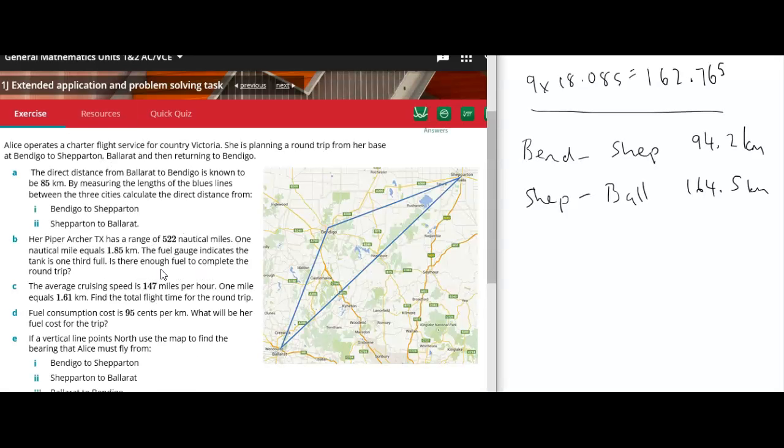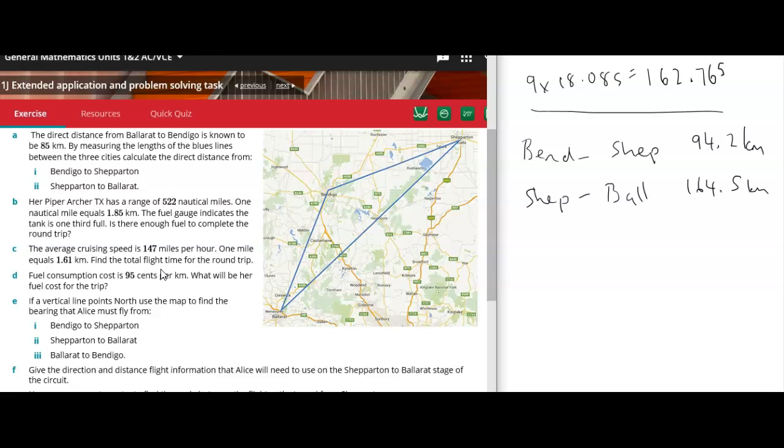Okay, so question B. Her Piper Archer TX, I assume that's a plane, has a range of 522 nautical miles. 1 nautical mile equals 1.85 kilometers. The fuel gauge indicates that the tank is 1/3 full. Is there enough fuel to complete the round trip? So the whole trip, let's just do that first.